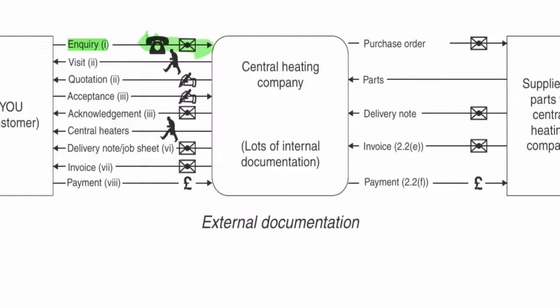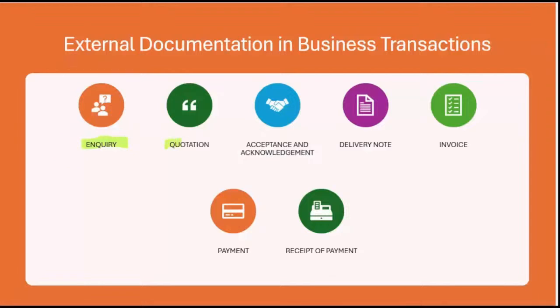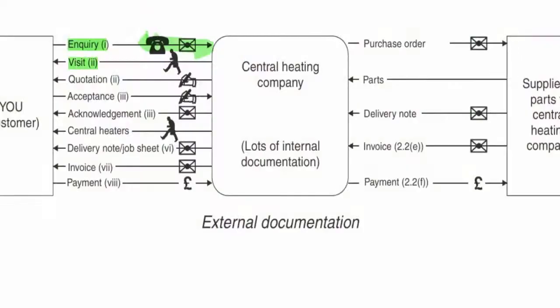2. Quotation document. After the inquiry, the next document is the quotation. A sales engineer visits your residence to assess the job and provides a quotation that outlines the estimated cost of installing the heating system. This is a formal document detailing what the company proposes to charge for the service. Scenario: once the sales engineer visits and evaluates your home, you receive a formal quotation in writing stating the price and scope of the work to be done.